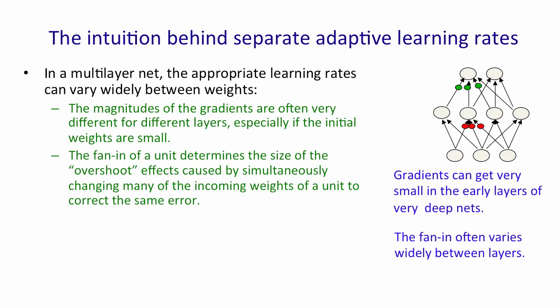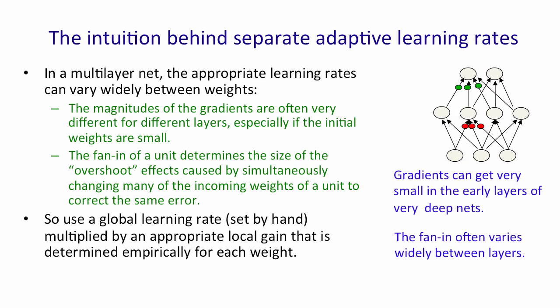Another factor that causes us to want different learning rates for different weights is the fan-in of a unit. The fan-in determines the size of the overshoot effects that you get when you simultaneously change many of the different incoming weights to fix up the same error. It may be that the unit didn't get enough input. When you change all these weights at the same time to fix up the error, it now gets too much input. Obviously that effect's going to be bigger if there's a bigger fan-in. The net in the diagram on the right has more or less the same fan-in for both layers, but that's very different in some nets.